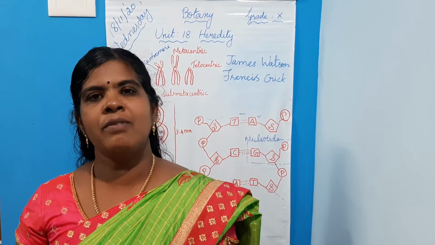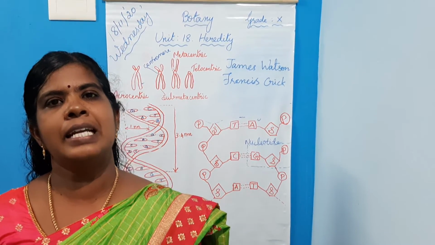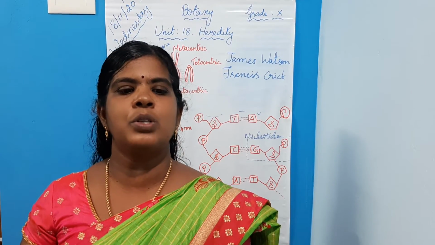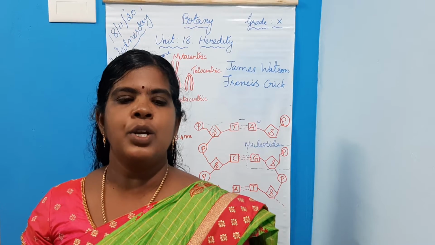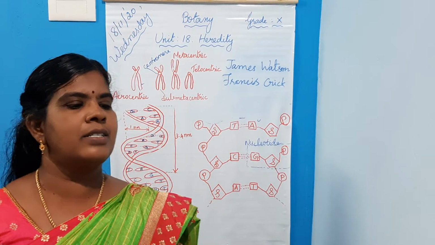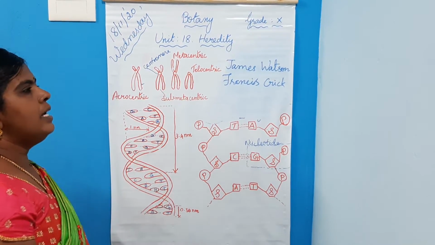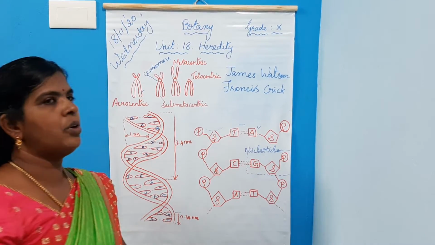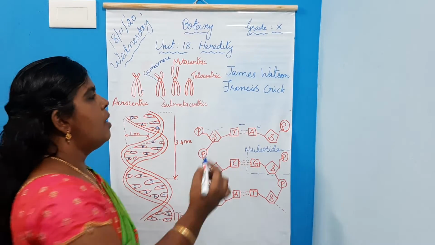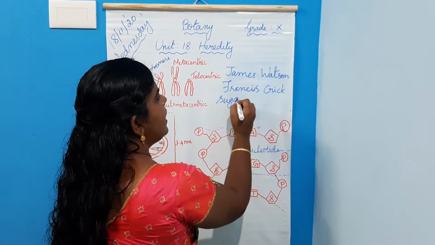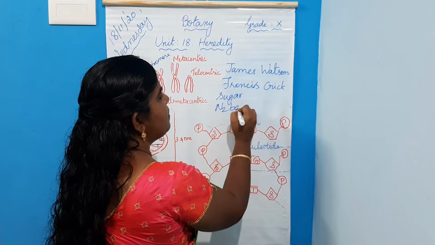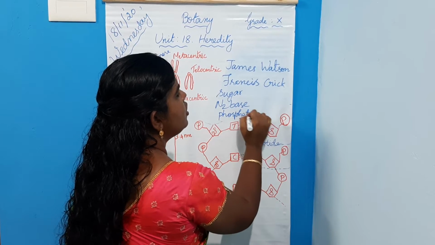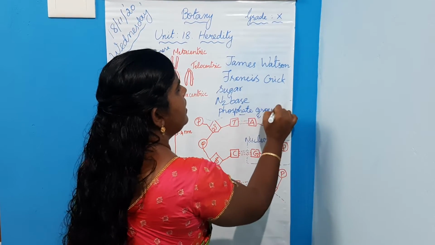Why do we call DNA a polynucleotide chain? Because it consists of millions of nucleotides. Hence it is called polynucleotide. Each nucleotide consists of three components: a sugar molecule, a nitrogenous base and a phosphate group. These are the three important constituents of DNA.